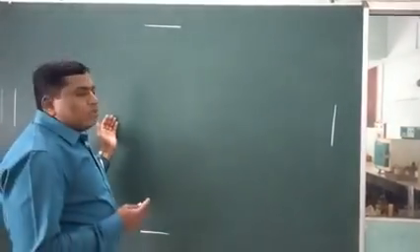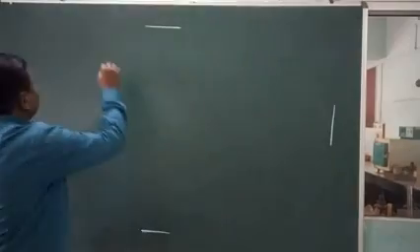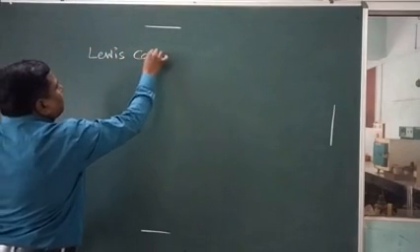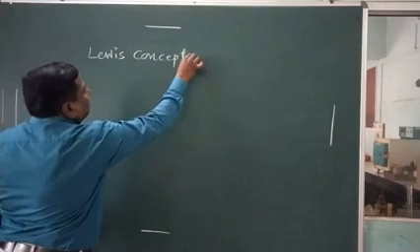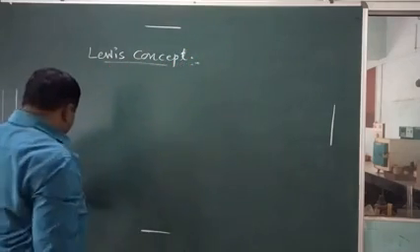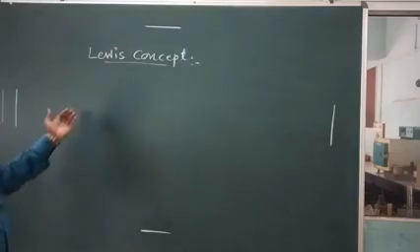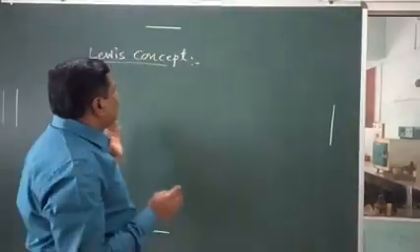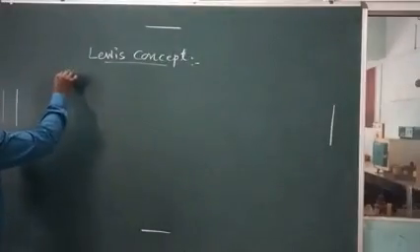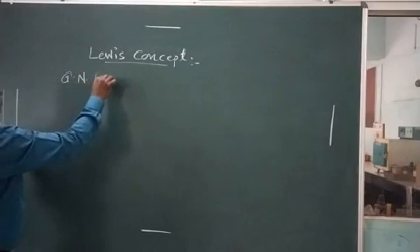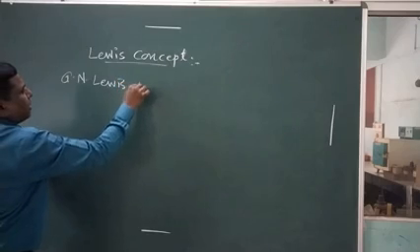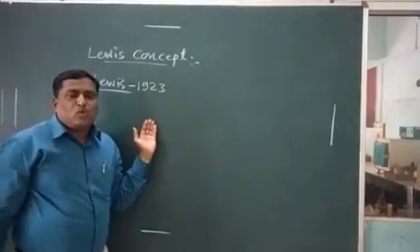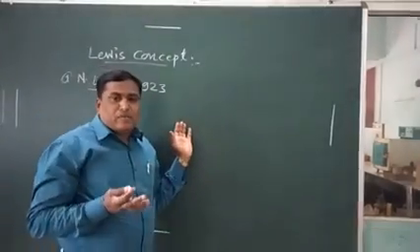Today we will see the next point, that is the Lewis concept. Now this Lewis concept was first proposed by the scientist G. N. Lewis in 1923. This concept is useful to define acids and bases.